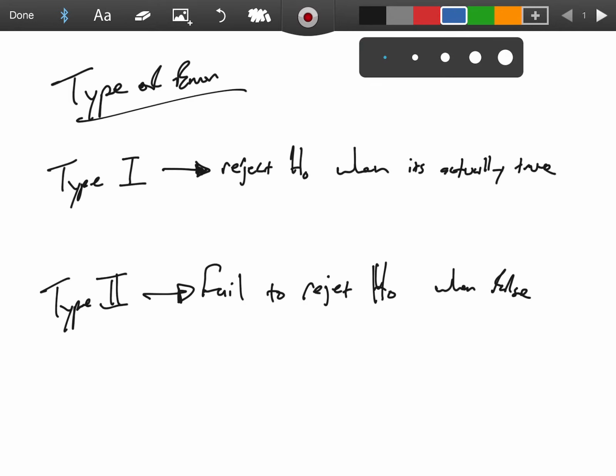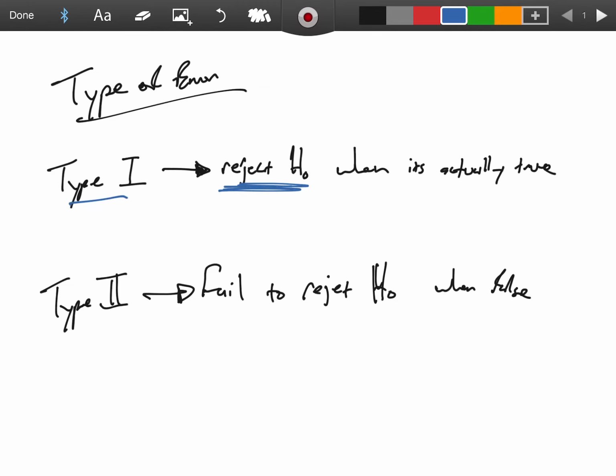So in a type 1, we're actually rejecting the null, which means we're accepting our alternative, but when the null was actually the true one. So that's why it's an error. And this one, we fail to reject the null when it was actually false, right? So 2 types of errors we can commit when we're doing these types of studies.